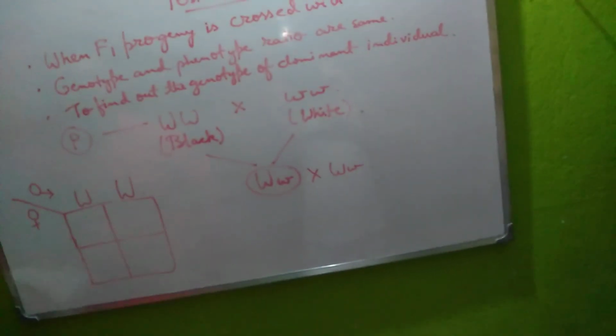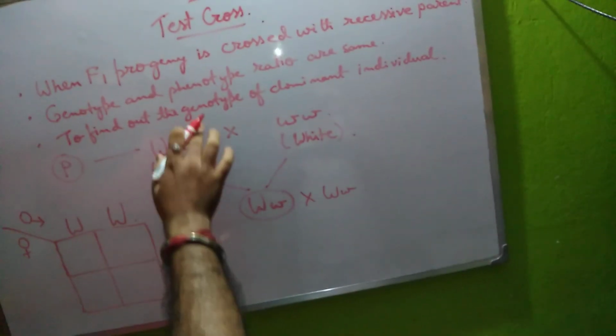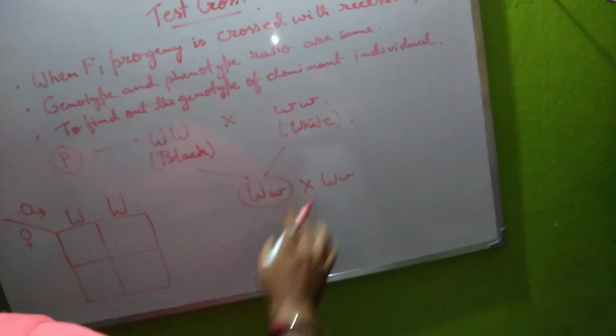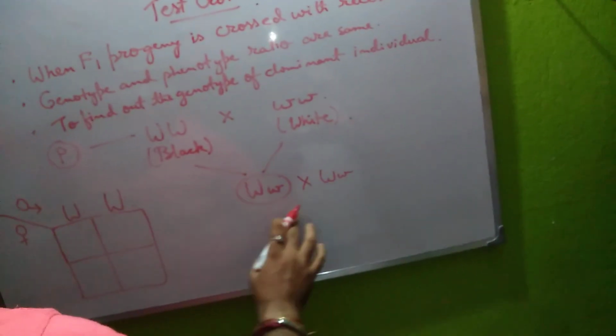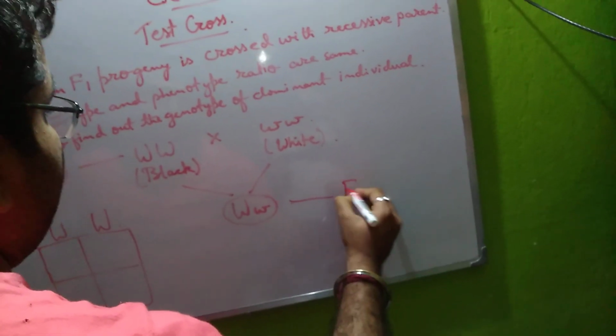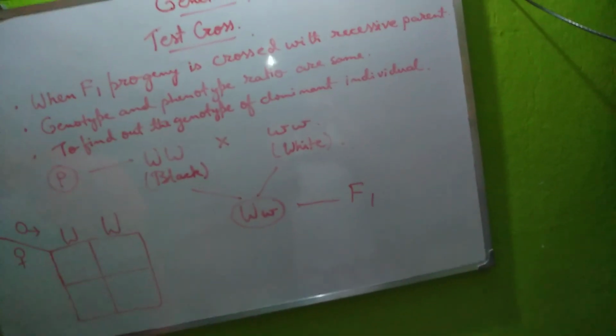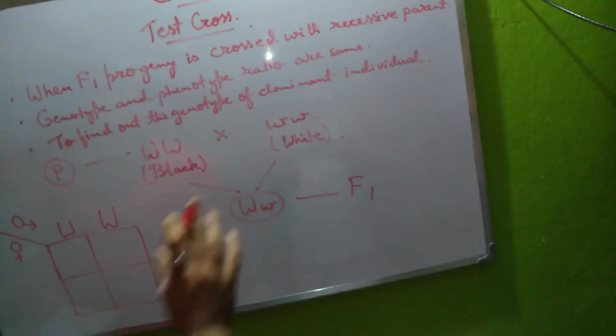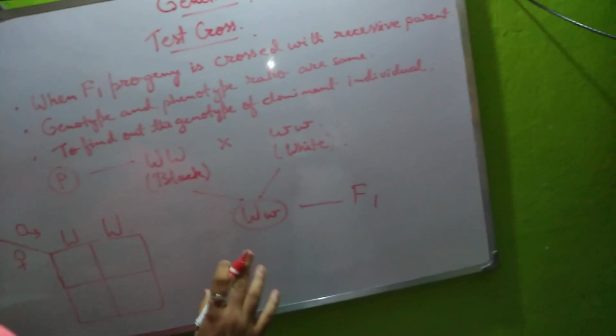Now as you can see, this was the dominant parent and this one was the recessive one. So when I have a gamete in the F1 generation, I have a capital W and a small w. So suppose this is what we have studied till now.